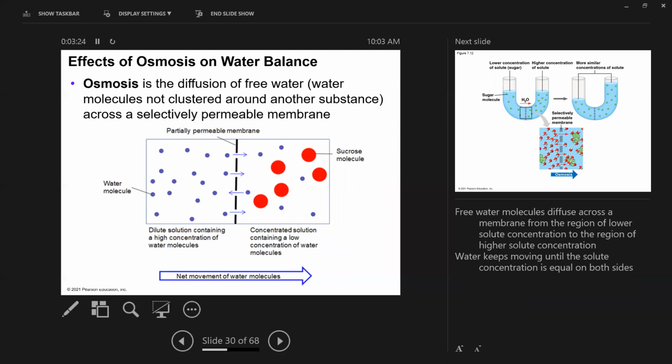To remember which way water is going to move, I always tell myself salt sucks. So wherever the solute, in this case salt, okay, well in this picture it's sucrose, wherever it is in higher concentration, it's going to suck the water towards it. So the water is going to move towards where the solute is in higher concentration, because with the solute being in higher concentration, the water is in lower concentration. So again, the net movement of those water molecules is going to go where there is a higher concentration of the solute in solution.